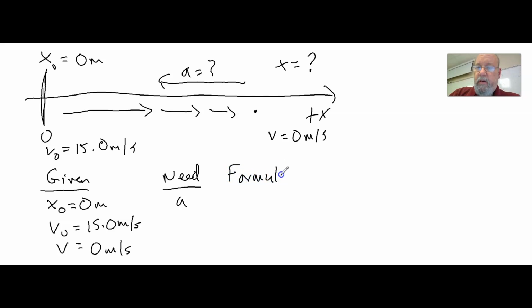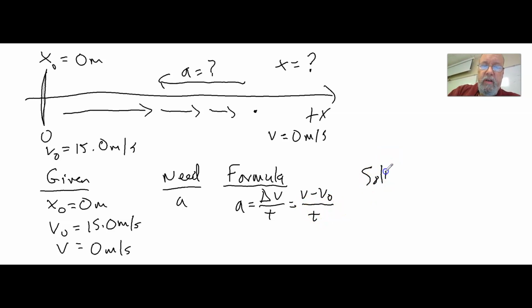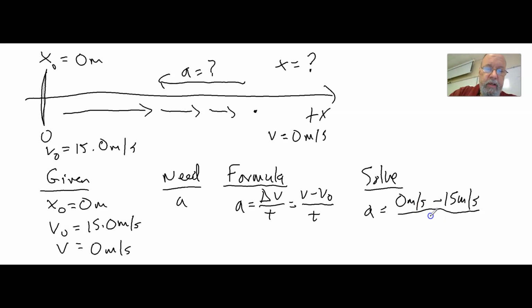My formula, the only one I know for acceleration: a equals change of velocity over time equals final velocity, always final first, right? Final velocity minus initial velocity over time. And then I'm going to solve, and I'm anxiously going to wait to see if I get a negative value. So a equals, my final velocity is 0 meters per second. We're looking good here. Minus 15 meters per second, which was my initial velocity. And this is going to be over how many seconds? It was 5.0 seconds. And again, I forgot to put that in my given list. Shame on me. Okay, and so if I do this, my acceleration equals negative 3.0 meters per second squared.